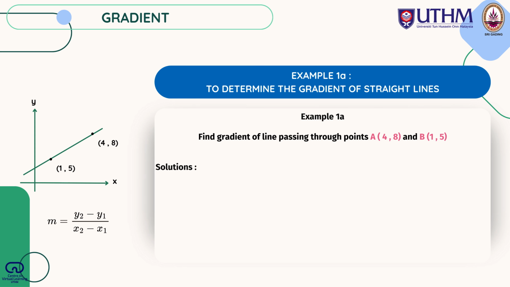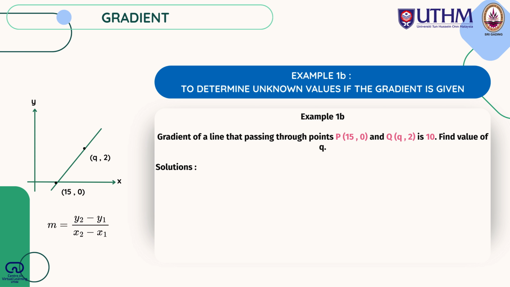Example 1a. Let's go through the first example. Find the gradient between 2 points A (4, 8) and B (1, 5). This is a direct question. You are given both points, so use the formula and substitute the values to calculate the gradient. You will get m equals to 5 minus 8 over 1 minus 4. Solve it and you will find that m equals to 1. Can you identify what type of gradient this is?